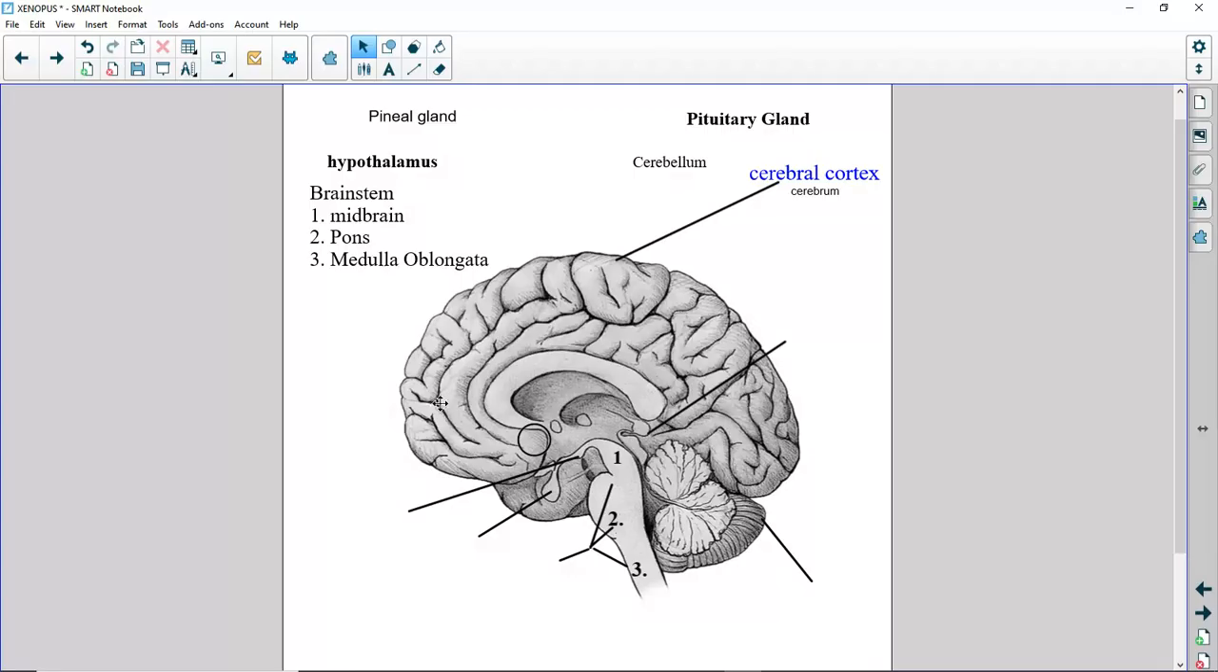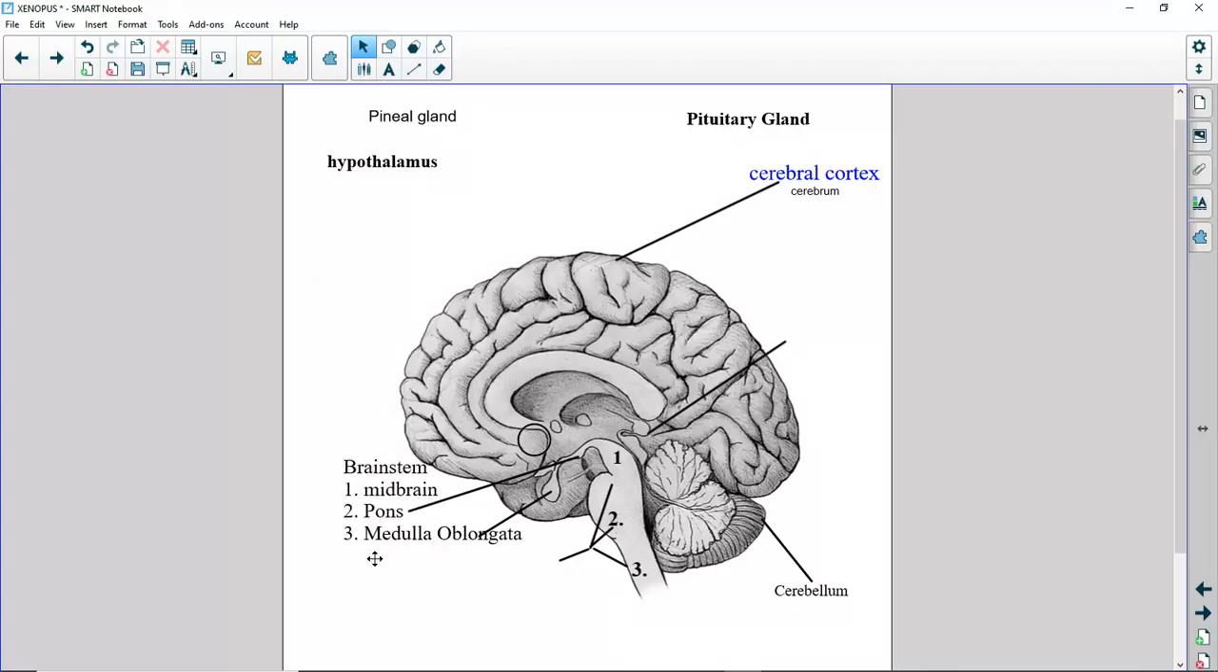The cerebral cortex, the second major portion of the brain below and in the back is your cerebellum, and the third is your brainstem. Okay, the cerebellum is always in your back. So if you find your cerebellum, you'll always know which way the brain is facing. So this half brain is a right half brain.